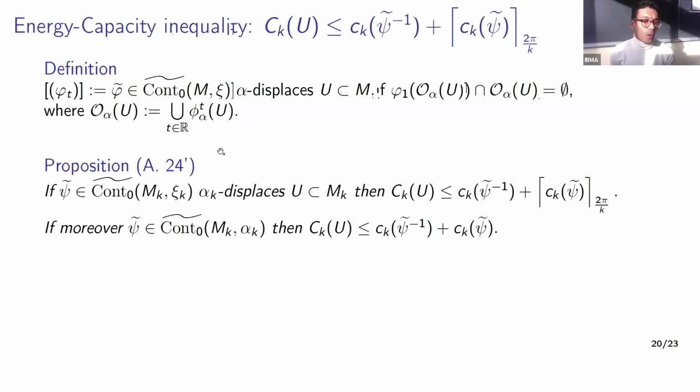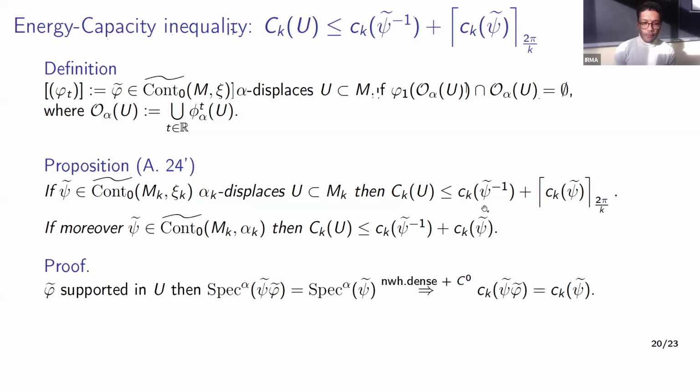And then, as I said, if you take a contactomorphism psi tilde that displaces a domain U, then the capacity of U is less than what I call here the energy of psi, which is the sum of these two things. And if moreover you assume psi to be a strict contactomorphism, then the capacity of U is bounded by the energy, and you can forget about the 2 pi over k integer part.